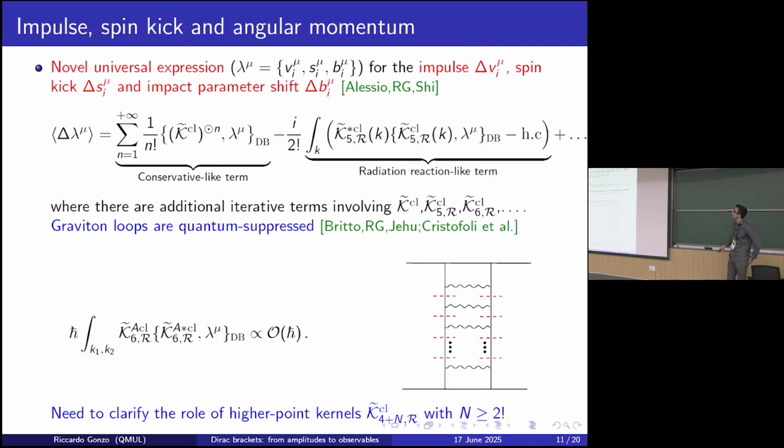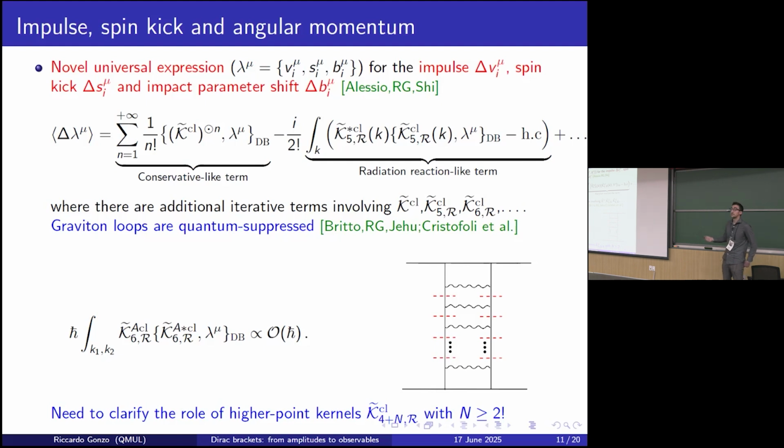So there are novel universal expressions that you can get for the impulse, the spin kick, and the impact parameter shift. They have a conservative term. It's like the Hamiltonian again, but now it's gauge invariant, and the brackets are gauge invariant as well. You have radiation reaction terms, and there are some additional iteration terms. In particular, there are some related to this 6-point. One of them is related to having 2 6-points on 2 sides of the cut, which is what we computed with Ruth, and also some work with Andrea and Matteo and Nathan, who are in the audience.